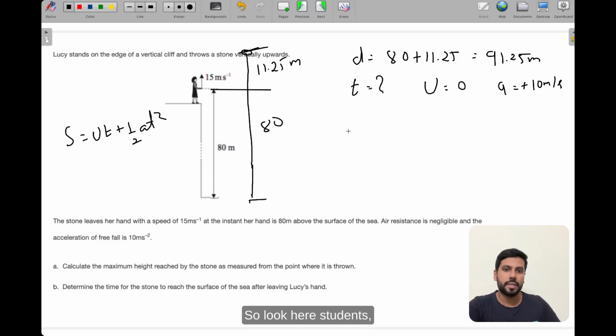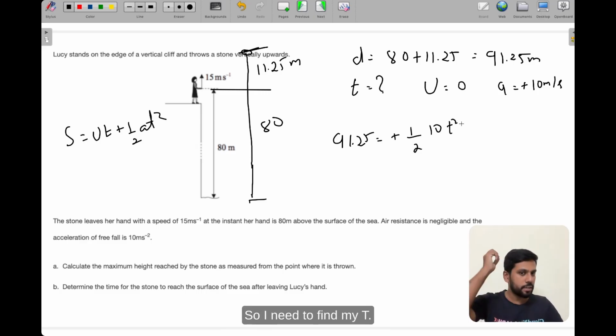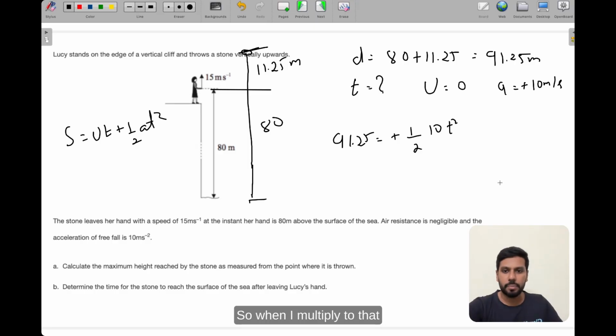So look here, students, I have my s, 91.25, equal to ut, where u is 0, so u into t becomes 0. The first part becomes 0 plus half into 10 into t square. So I need to find my t, so I multiply it to that side. When I multiply to that side, I'm going to get some value here.